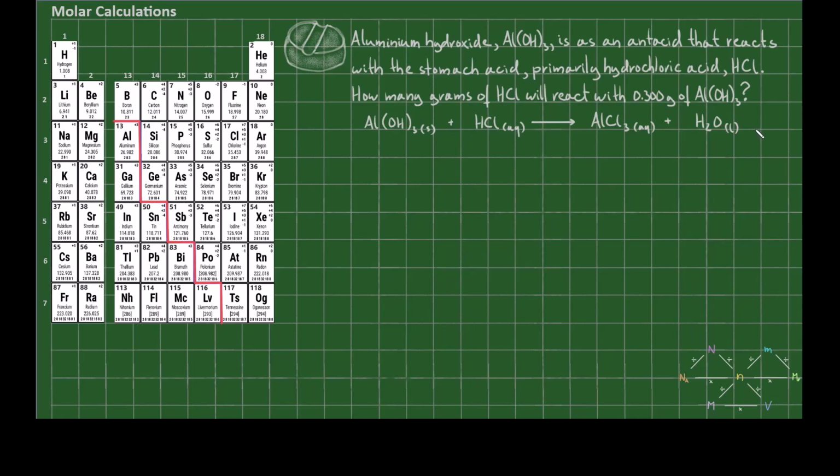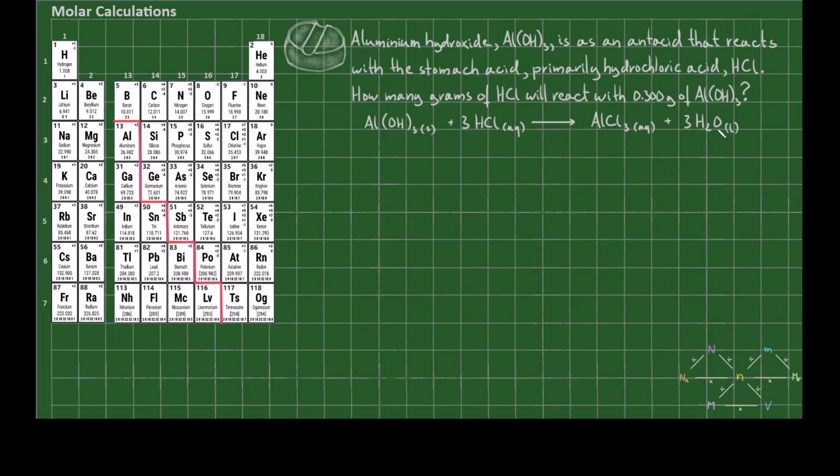Right now, the aluminiums on both sides are balanced, but the chlorines are not. I have 3 on the product side and only 1 on the reactant side. So I'm going to place a coefficient of 3 in front of hydrochloric acid. Now I have 6 hydrogens on the reactant side and only 2 on the product side. By placing a coefficient of 3 in front of water, I will have fixed that. Everything is balanced. This means I can proceed with my molar calculation.